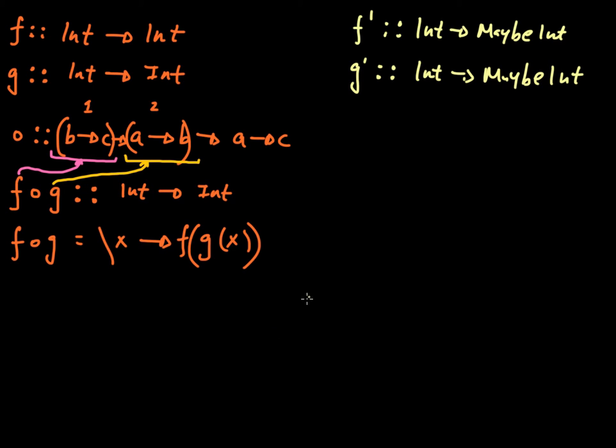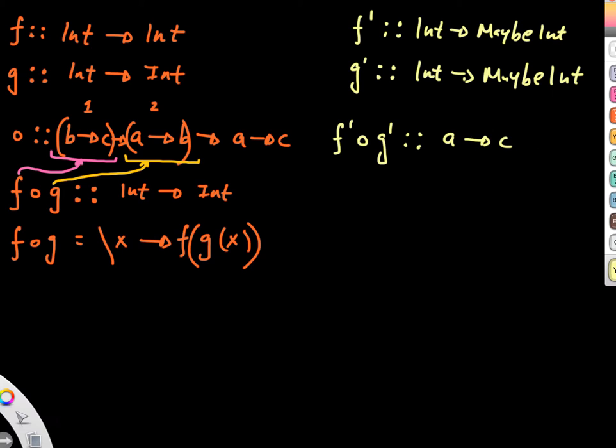Okay, now what would be the function composition of f prime with g prime? Well, I know that function composition of f prime and g prime is going to give back a function that goes from a to c here, and in this case a over here happens to be an integer. So let's make this a little bit more clear. This is going to be some kind of function that goes from a to c.